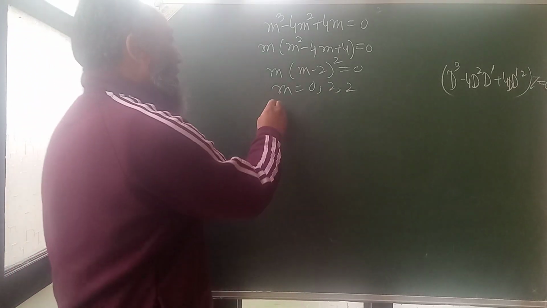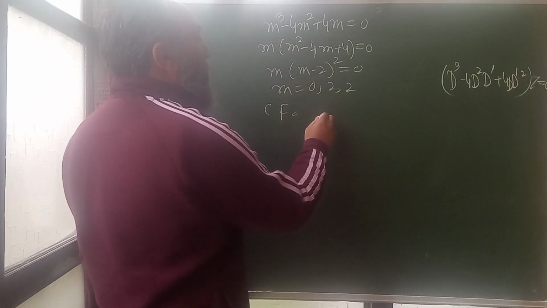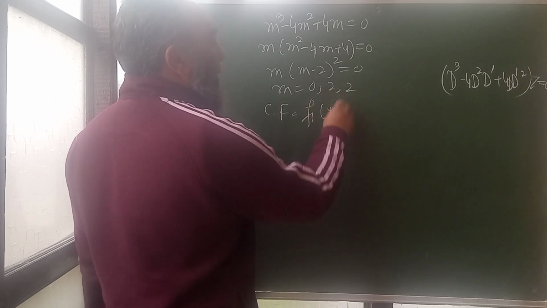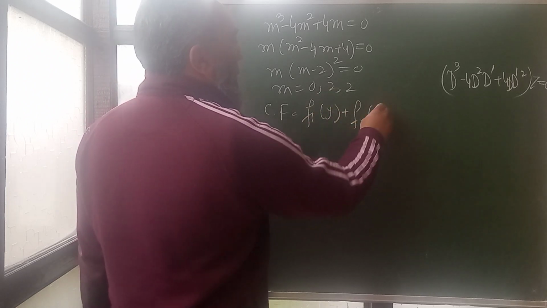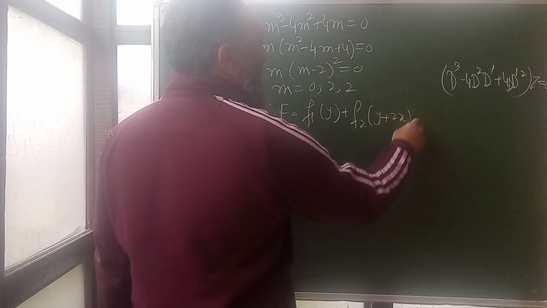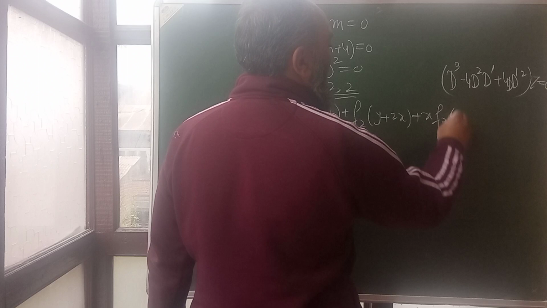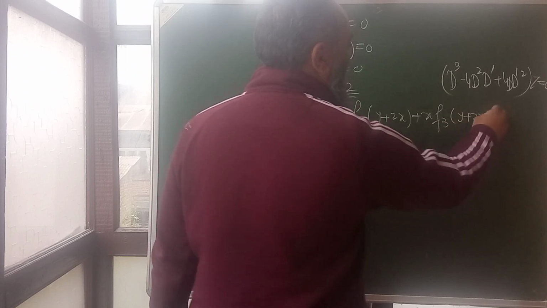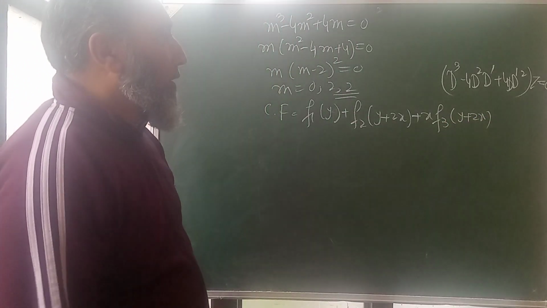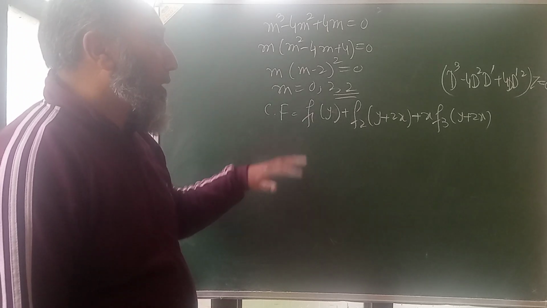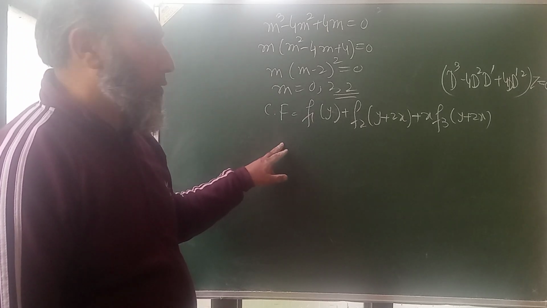So the complementary function is a function of y plus 0x, so a function of y, a function of y plus 2x, then x times a function of y plus 2x, because these are repeated roots. I think you got it, how to find the complementary function. Now let us come to the particular integral.